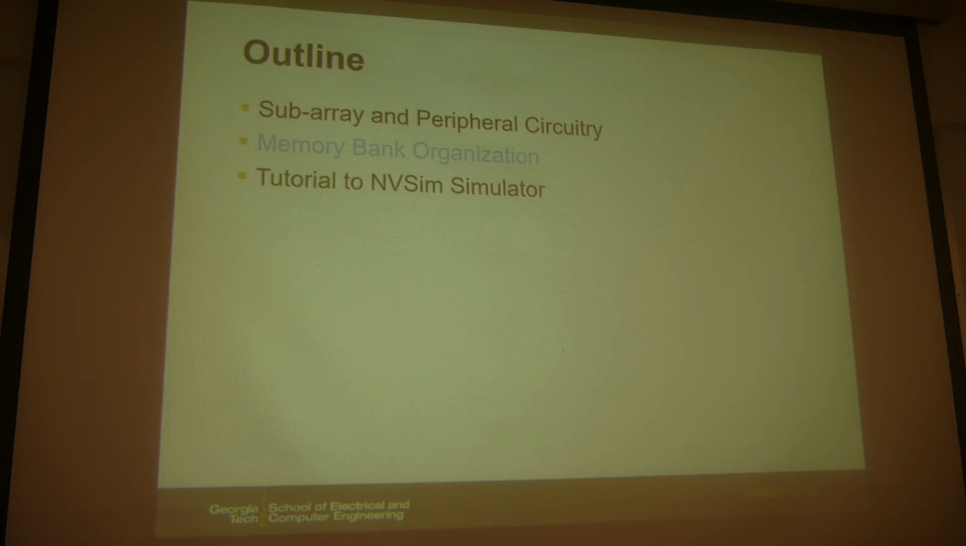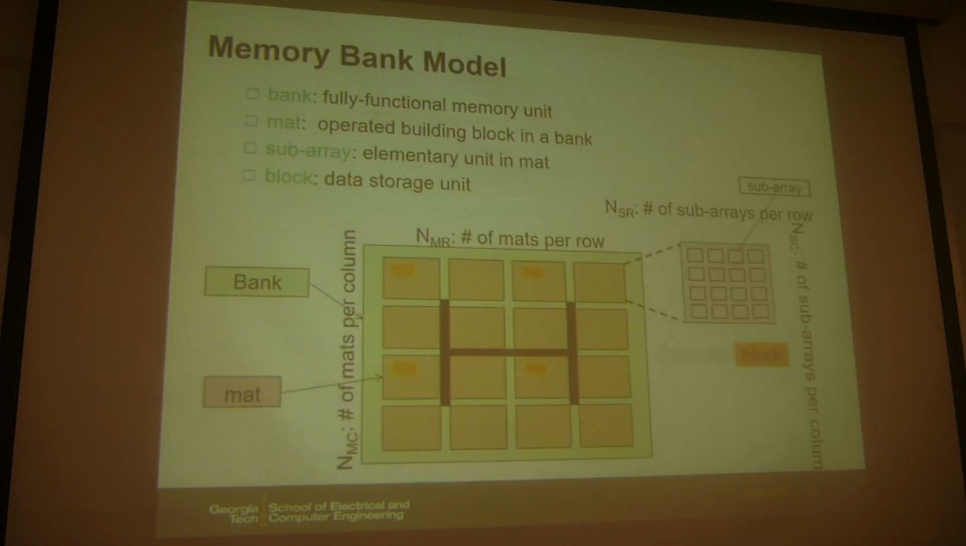Okay, so let's move to the next topic, which is the higher level organization. Here we are going to introduce this bank model used in this simulator, which you are going to use for homework 5. And here this is one bank in the model, and I think this uses the terminology from DRAM. So the high level is a bank, and then one level below is a mat, and then one mat may have multiple sub-arrays. So then you can have this kind of hierarchy.